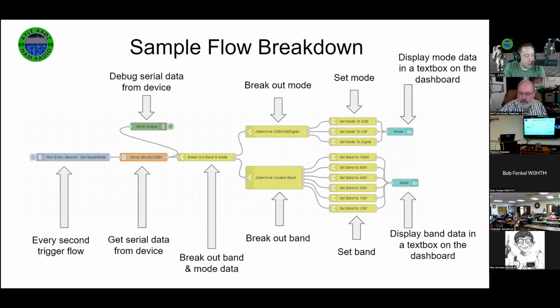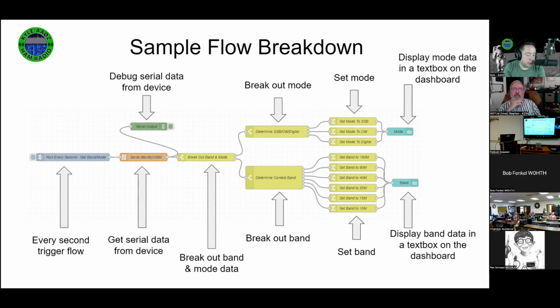All right, so serial data. Let's say you're trying to get information from your K3. You're going to query your K3, and it's got a connection to a serial interface, and it's going to return some stuff. Probably band data, mode data, how fast the fan is spinning, how hot the board is, how many watts of output the radio is putting out.